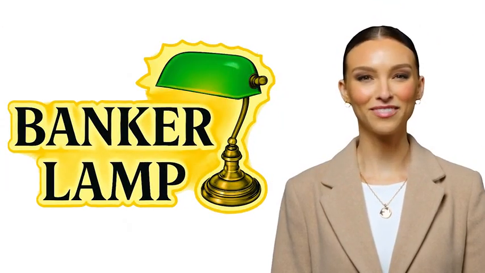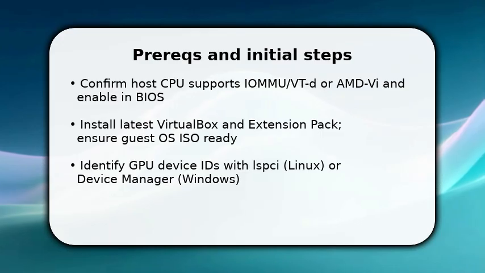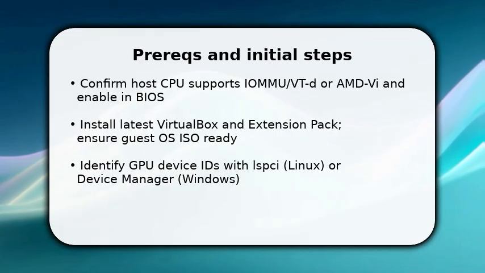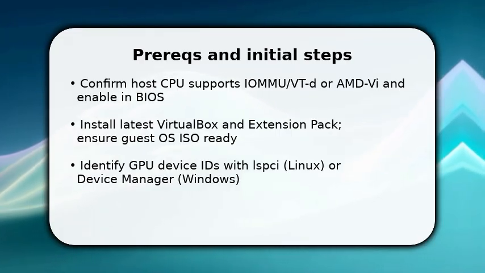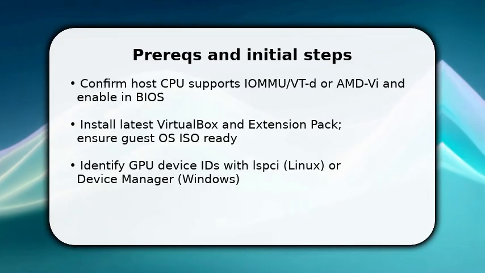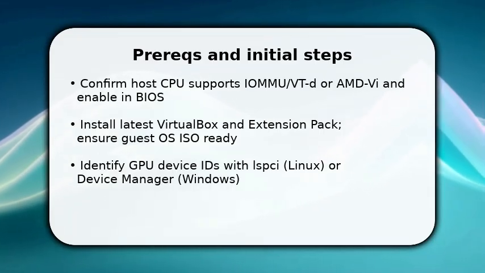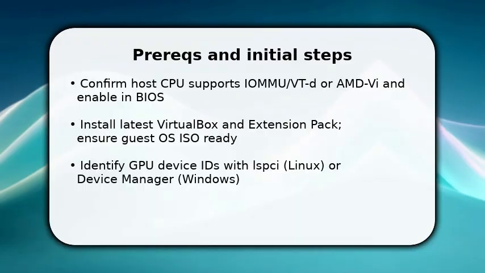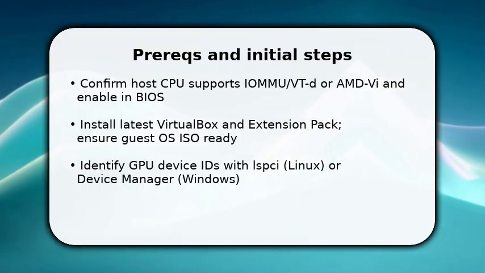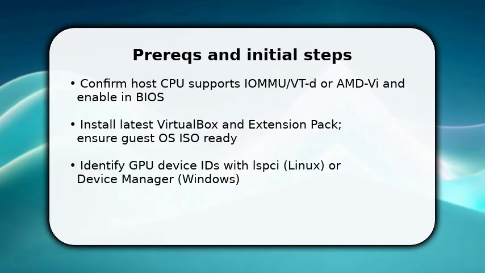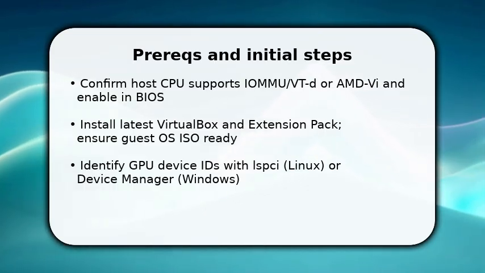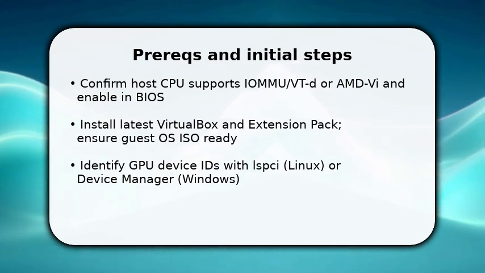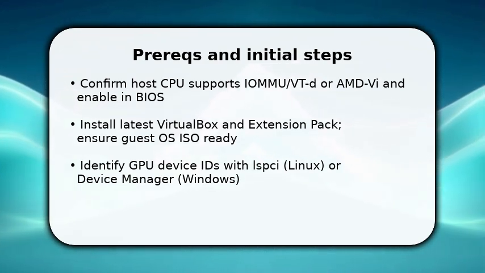Please enjoy the video. You start by verifying hardware and software prerequisites so pass-through will work. Enable IOMMU or VT-d in BIOS because VirtualBox relies on hardware isolation. Without it, the host will lock the GPU. Once done, install the latest VirtualBox and the extension pack to get USB and device pass-through support and prepare the guest ISO. Then identify the GPU device ID with lspci on Linux or Device Manager on Windows, so you can map the exact device to the VM in later steps.